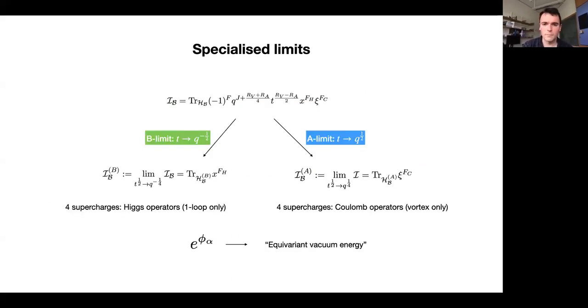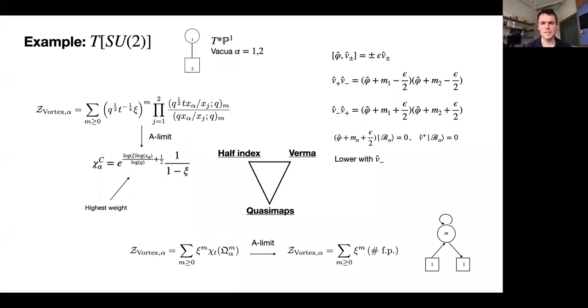Okay, good. And yeah, the Casimir energy term also has a well-defined B limit and A limit, and we'll see that this gives us the highest weight of the Verma character. Okay, so this is the example you asked me about, the TSU2 theory, which is self-mirror dual.